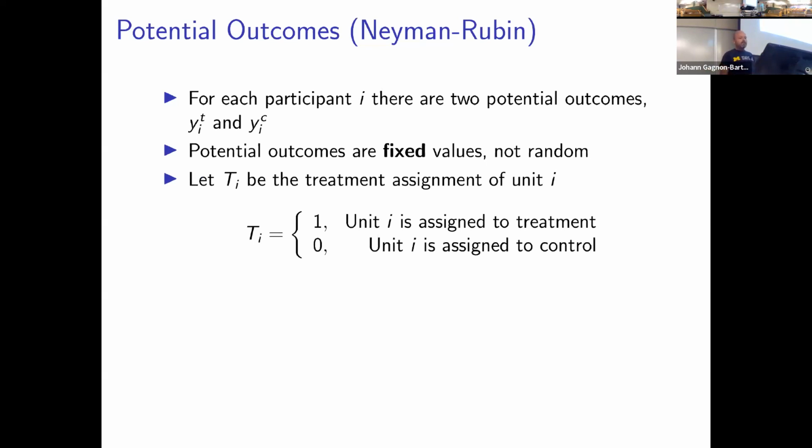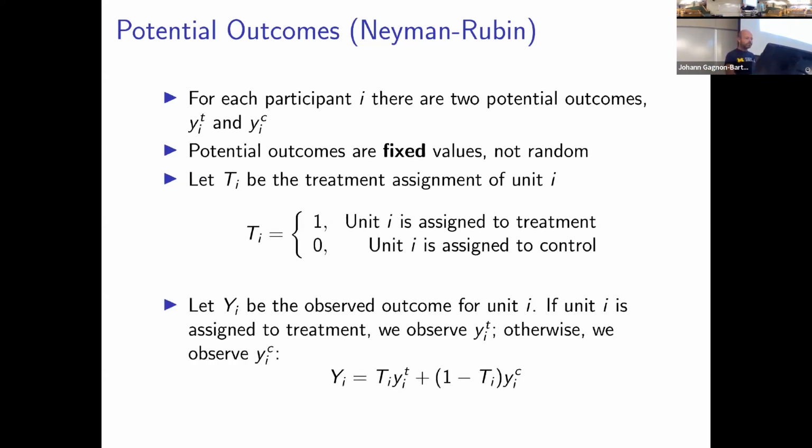Capital T_i is going to be the treatment assignment. It's going to be 1 if you end up in treatment, 0 if you end up in control. And Y_i is the observed outcome for person i. So if you end up in treatment, you get to observe the treatment potential outcome. If you end up in control, you observe the control potential outcome. And this is a compact way of writing that out.